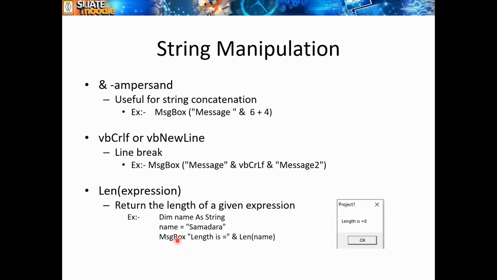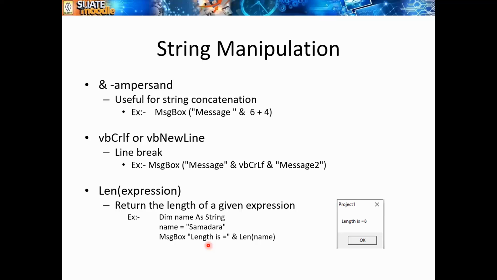Dim name as string, and here you see name equal samudra, right? Samudra, and a message box can be used by mentioning a message and Len, and Len means you are going to get the length of whatever the given variable is. So here the variable name is name and it contains the value samudra, and if you put Len with the variable name within brackets, the length of the value will be taken. In this case, samudra is a word having 8 separate letters, right? So the Len(name) expression will return you that count.